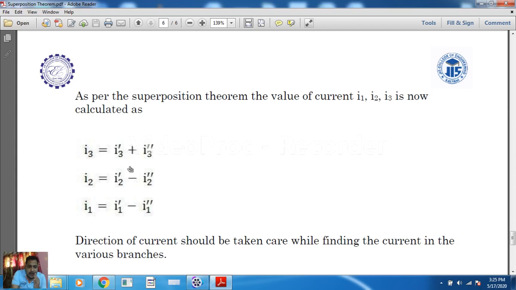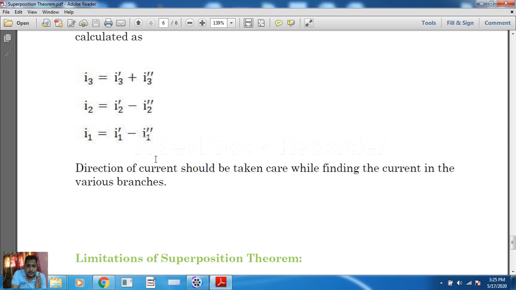As the I2 bar and I2 double bar directions are opposite, and I1 bar and I1 double bar directions are opposite, that's why there is a minus between them. But as I3 bar and I3 double bar both have the same direction, that's why there is a plus. Okay, like this way we can solve using the superposition theorem.